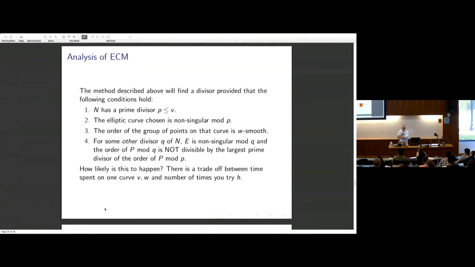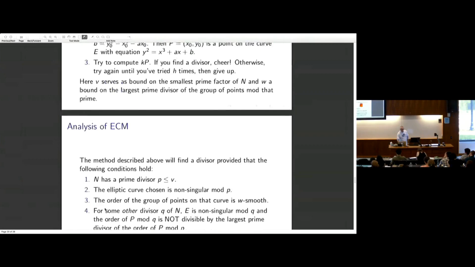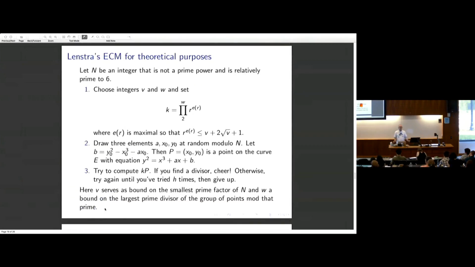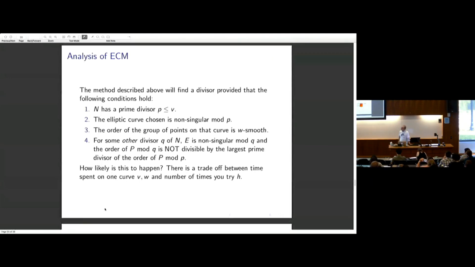So how do you analyze this? Well, you have to ask yourself very carefully, what's going to go wrong? What is it that you're hoping is going to happen? So remember the algorithm. First of all, the V that you have chosen has to be at least as big as the prime divisor that you're trying to find. Okay?